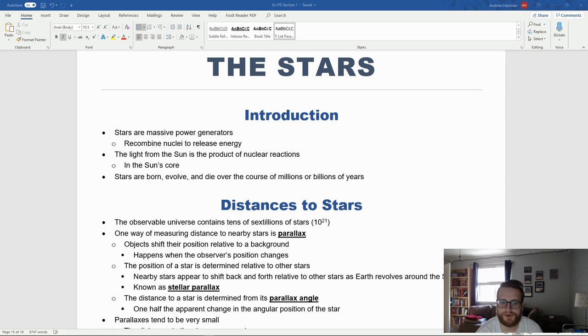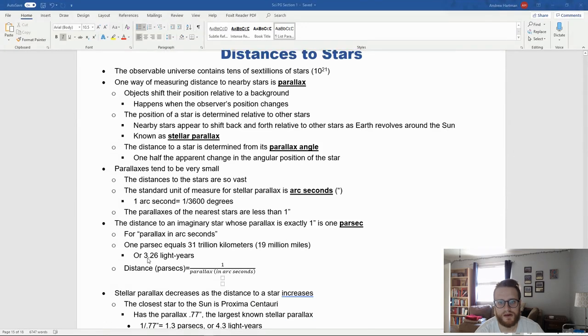They are massive power generators that recombine nuclei to release energy through, I believe, both nuclear fusion and nuclear fission. And so the light from the sun is also a product of nuclear reactions that occur in the sun's core. And over the course of millions or possibly even billions of years, stars are born, evolve, and die. So let's talk about how we get the distances to stars.